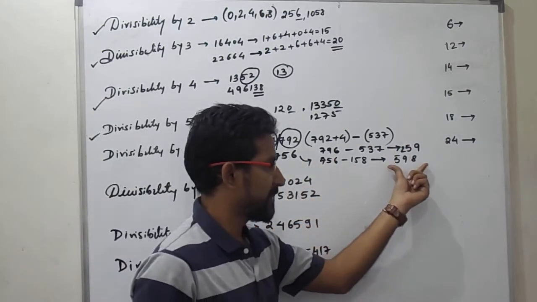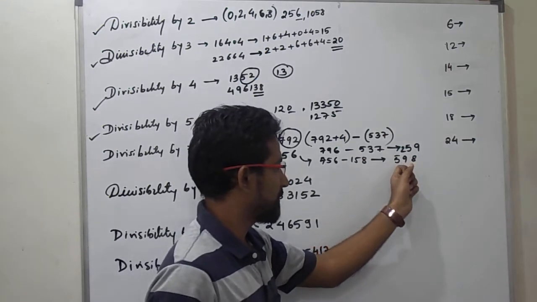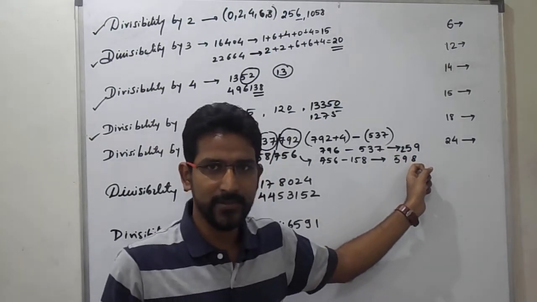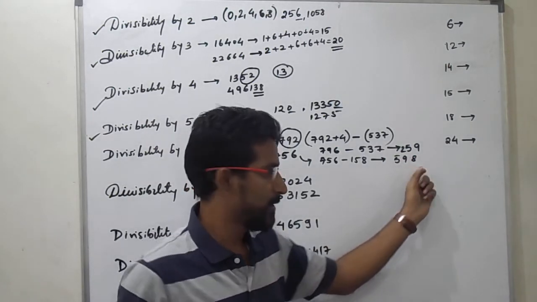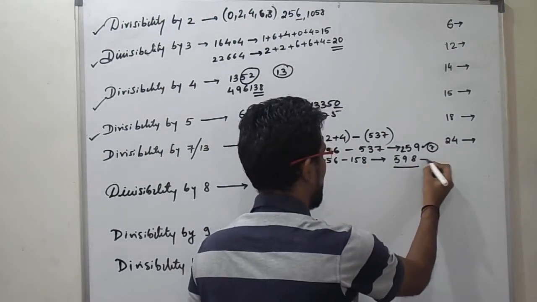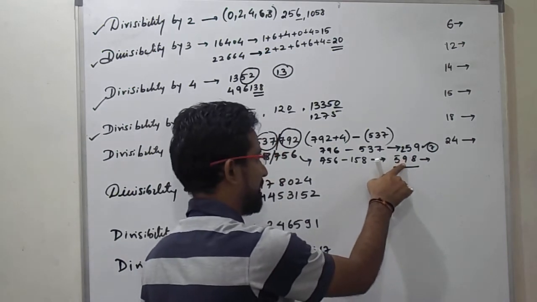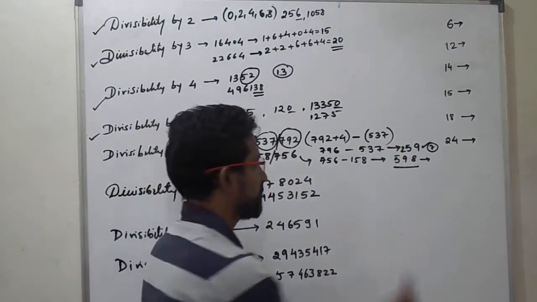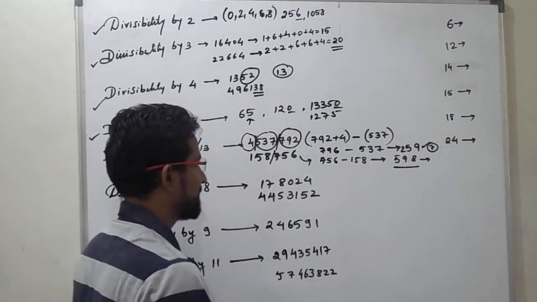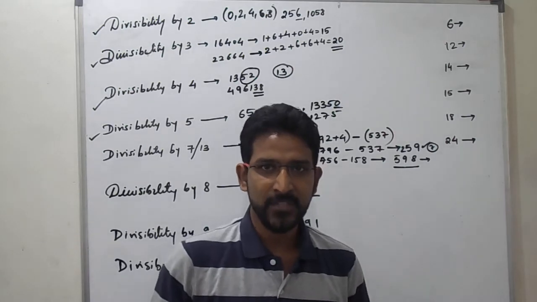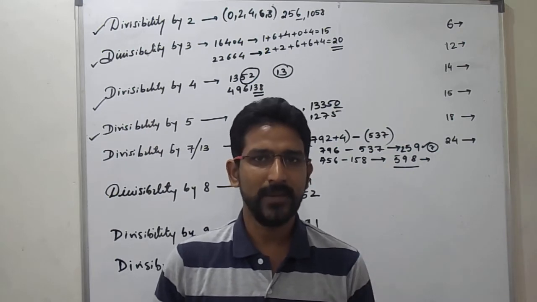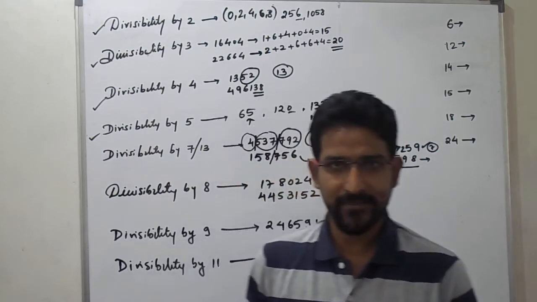We'll see for 13. 13 into 4 is 52, and 7 is carried for 78. 13 into 6 is 78. So this number is divisible by 13. We got that this number is not divisible by 7, but it is divisible by 13. So if this number is divisible by 13, then 1, 5, 8, 7, 5, 6 will be divisible by 13. This is how we can find out whether the given number is divisible by 7 or by 13. The same procedure you have to follow for 7 and 13.